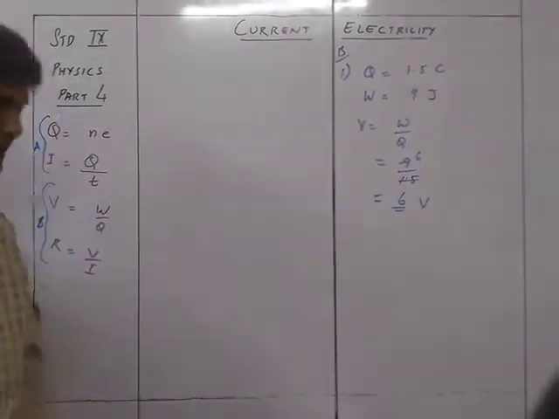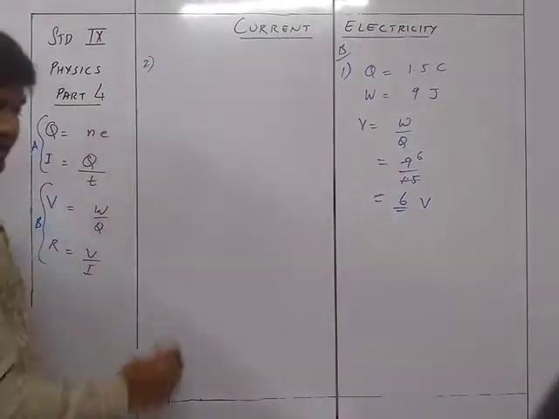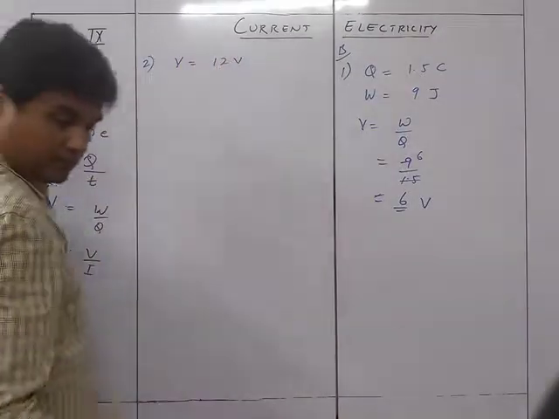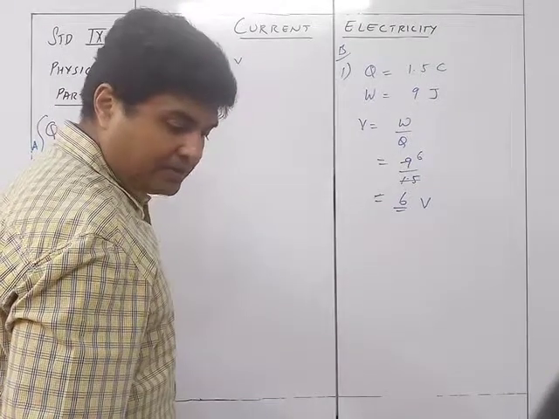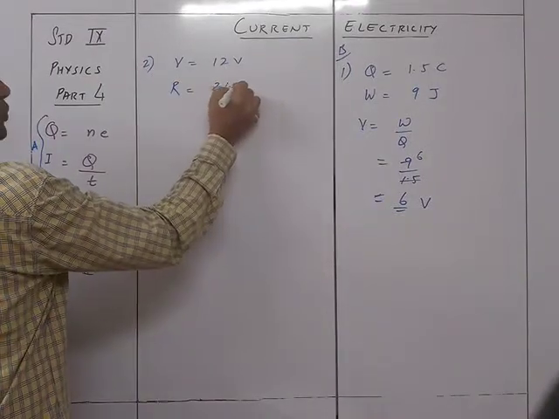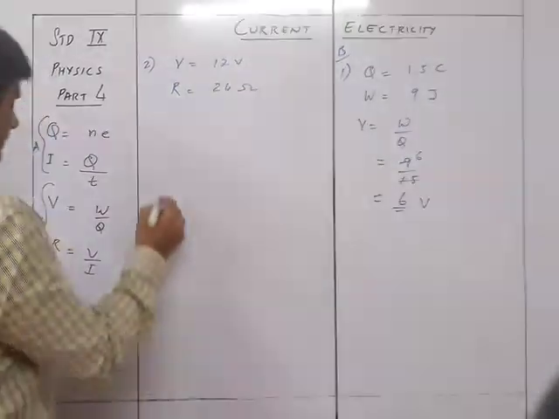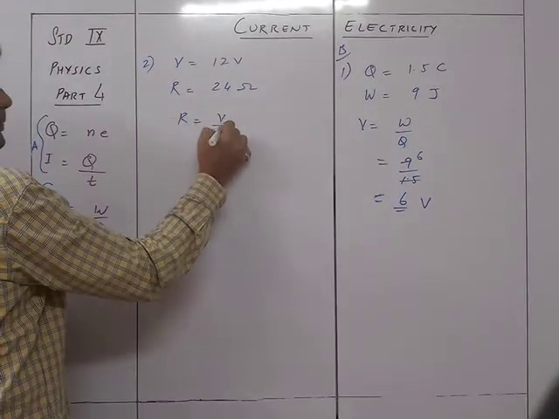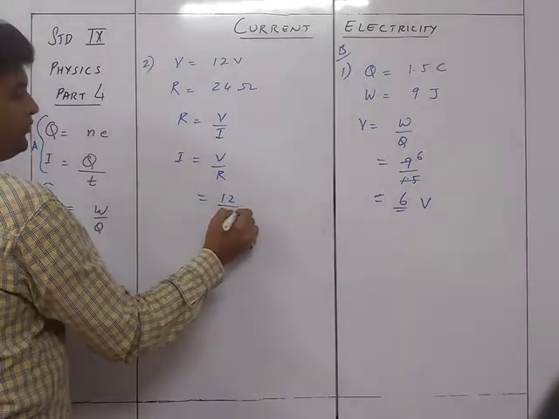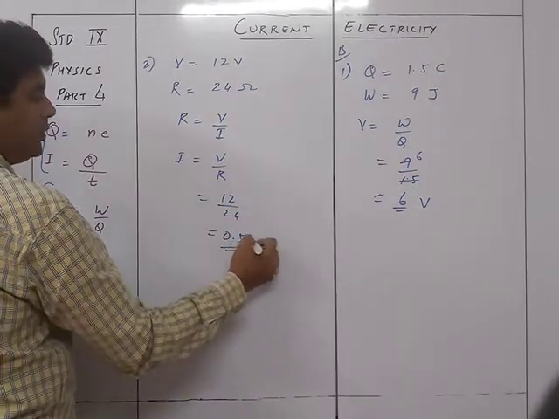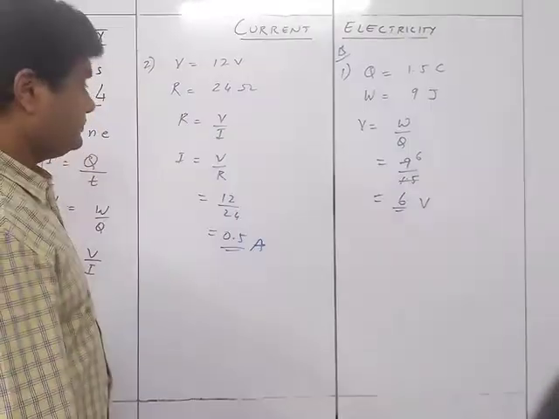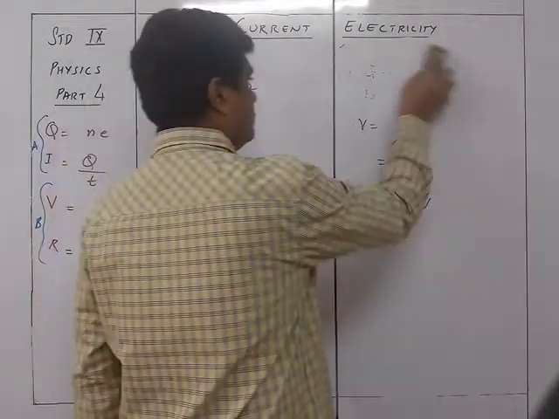That was the first sum. We move on to the next sum. The second sum, a cell of potential difference 12 volts, so V = 12 volt, is connected to a bulb, the resistance of the filament of which is 24 ohms. We need to find out the current. So we have over here that R = V upon I. So I = V upon R = 12 upon 24 = 0.5 ampere. So the current is 0.5 ampere in sum number 2.